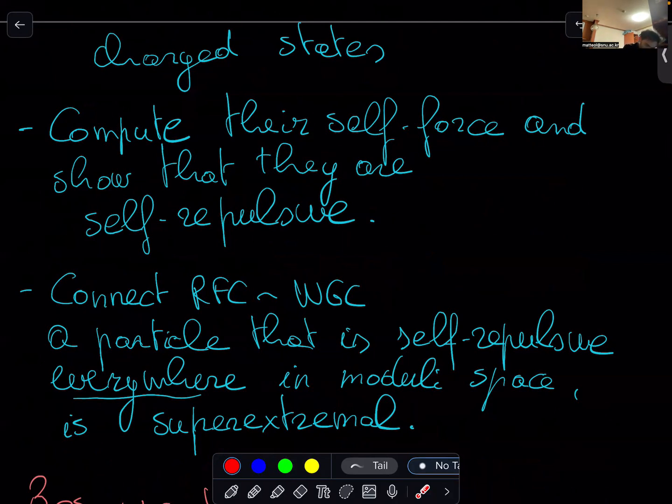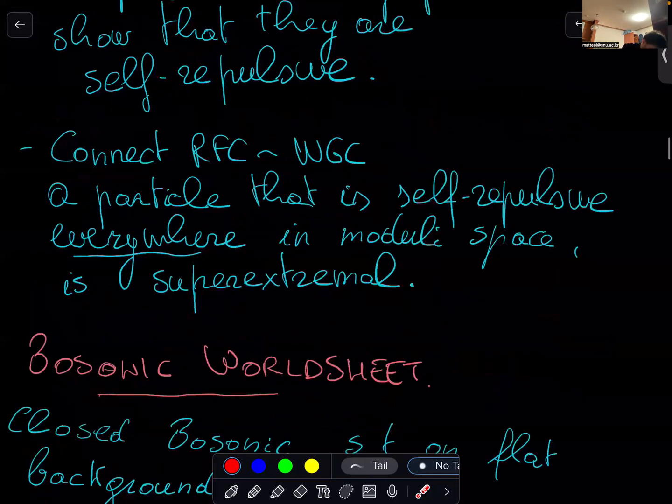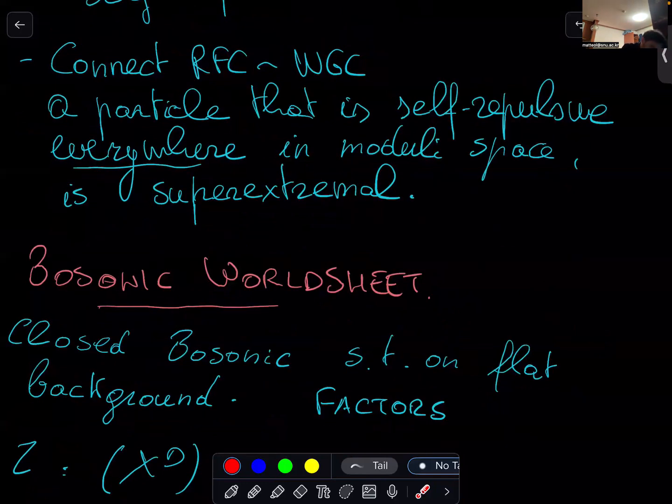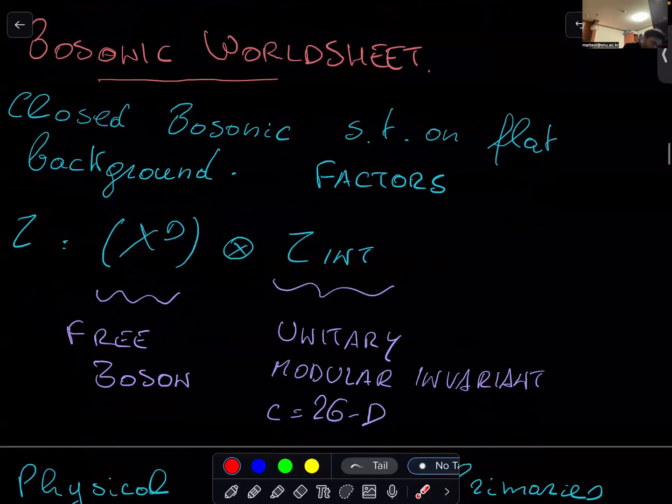And then there's the connection between the RFC and the WGC. Let me just spoiler alert: since point 2 here turns out not to depend on the moduli, the self-repulsiveness of these states holds in general, which means it holds everywhere in moduli space. So then this statement is true. Because we will have a self-repulsive particle everywhere in moduli space, that particle turns out to be super extremal. So that's the strategy and the steps of the proof.